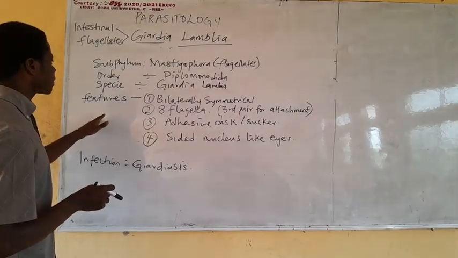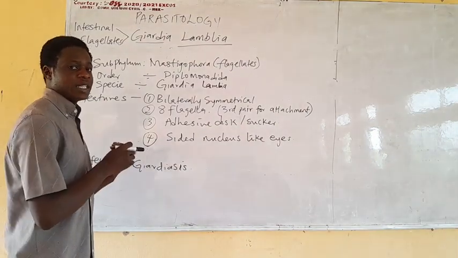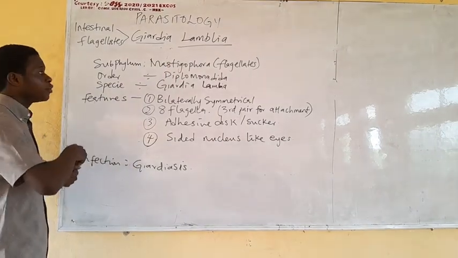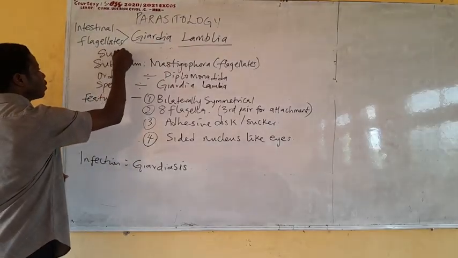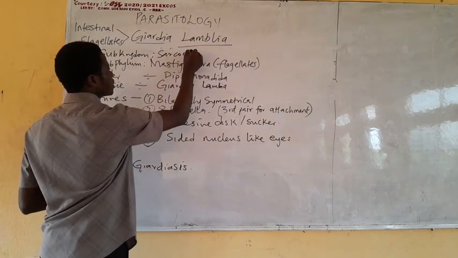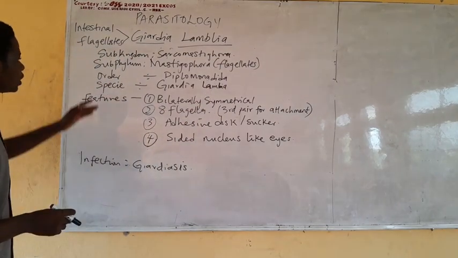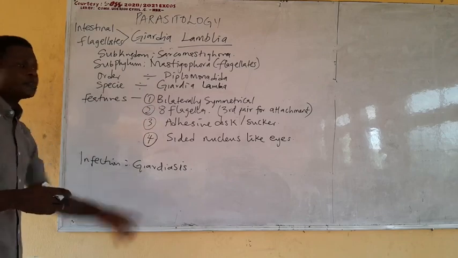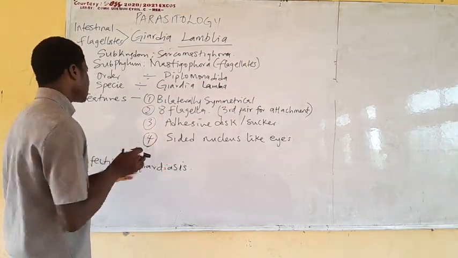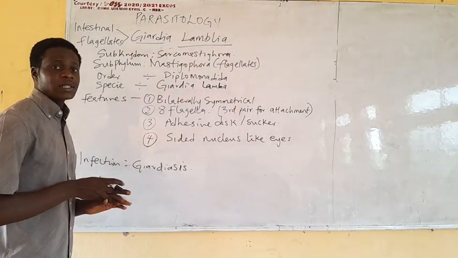The first classification is the Mastigophora. But you learned earlier that this Mastigophora is under the subkingdom Sarcomastigophora. So under the Sarcomastigophora we can find the Mastigophora, which are organisms of the protozoa that make use of flagella for movement.